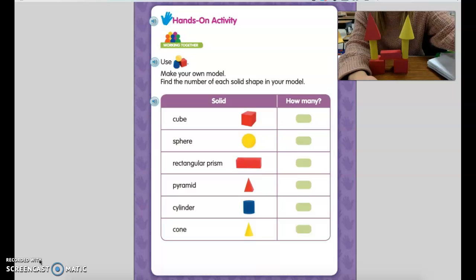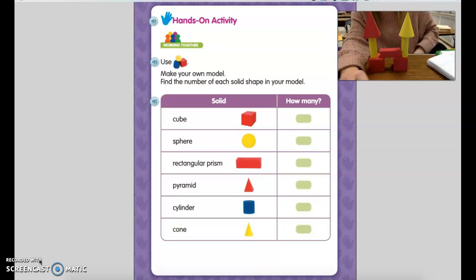Okay, so looking at this model that I just put together and made, I want you guys to look and see how many cubes did you see? How many spheres are there? How many rectangular prisms? How many pyramids, cylinders, and cones?